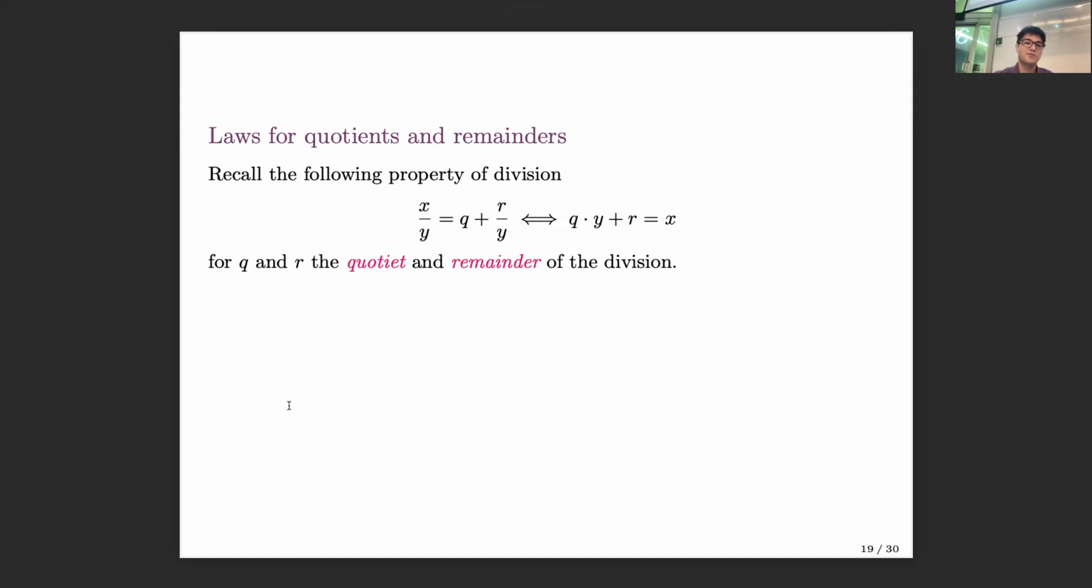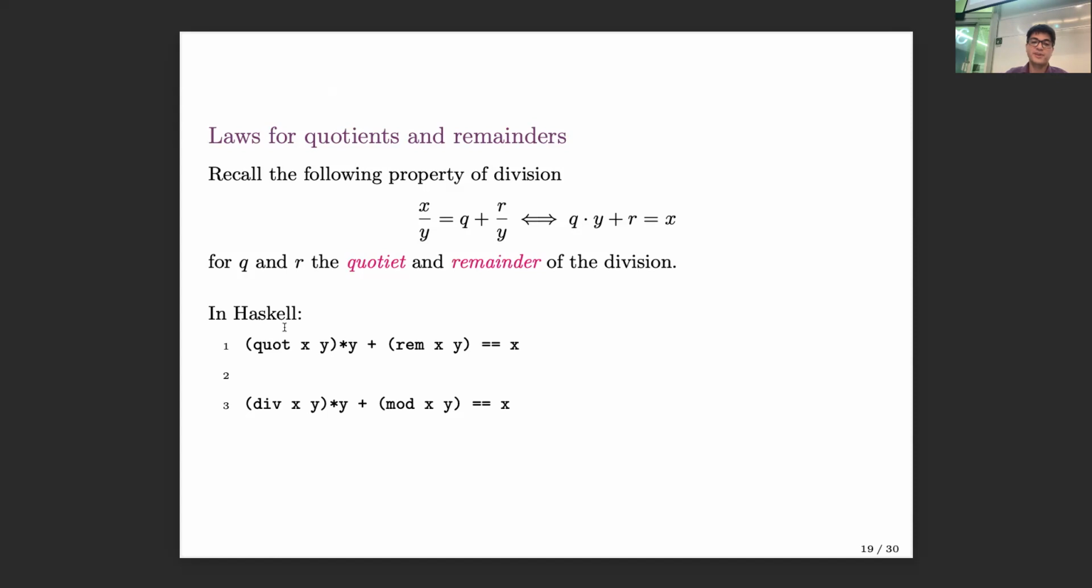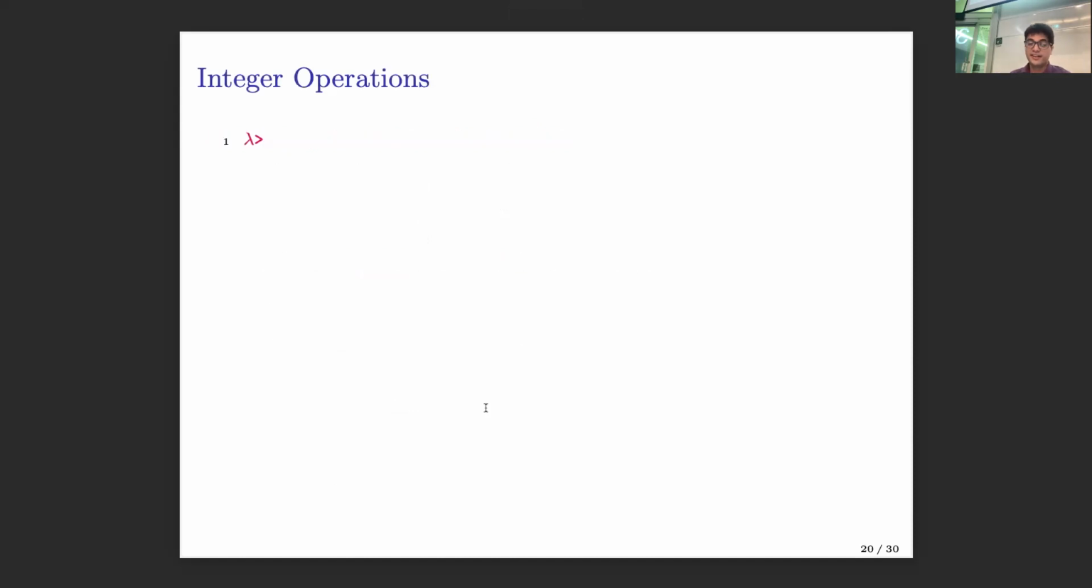So here are laws for quotients and remainders. So recall the following property of division. When you do x divided by y, this is equal to a quotient plus a remainder over y, if and only if quotient times y plus r is equal to x. Right? So this is the property that designates quotient and remainder. So we can express this in Haskell in the following way. If you give me x and y, the quotient of x divided by y times y plus the remainder is x, or the div of x and y times y plus the modulo of x and y is x. So here are the integer operations and how they differ.